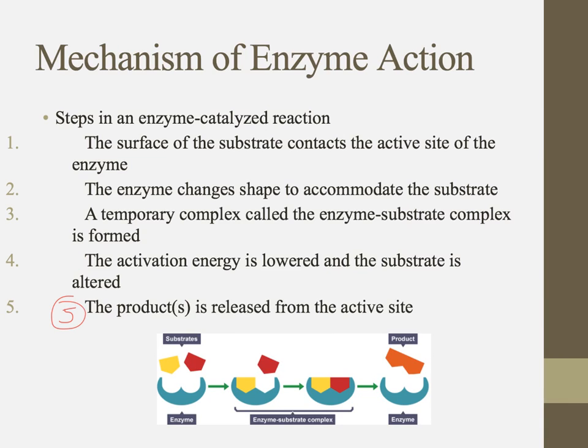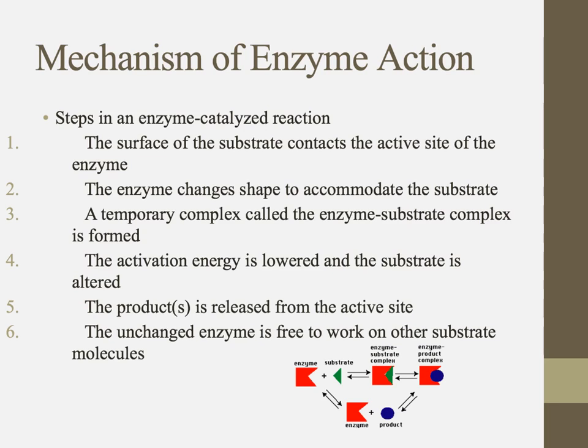Okay, then the products get released from that active site. And notice that that enzyme is unchanged and it's free to work on other substrate molecules. So it's going to go something like this. The enzyme and the substrate form an enzyme substrate complex. The enzyme performs whatever reaction is taking place and turns that into a product. That product gets released and now this enzyme is free to start that cycle all over again with a substrate, okay?